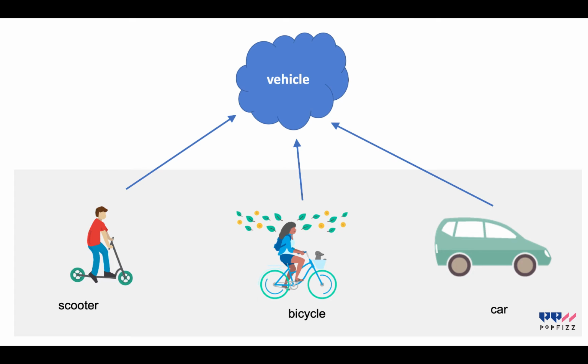Once the inheritance relationship is established, the scooter, the bicycle, and the car will inherit the attributes and the behaviors of the vehicle class. When this inheritance is formed, the vehicle class is called the superclass or the parent class. And the scooter, bicycle, and the car are subclasses or child classes. And these classes are in an is-a relationship. So for example, a scooter is a vehicle, a bicycle is a vehicle, and the car is a vehicle.